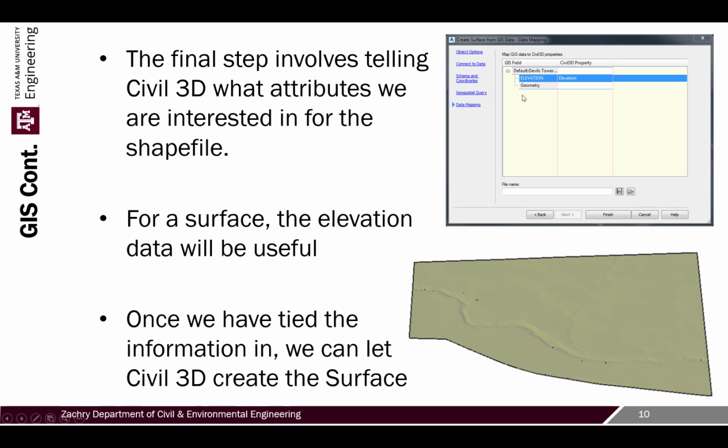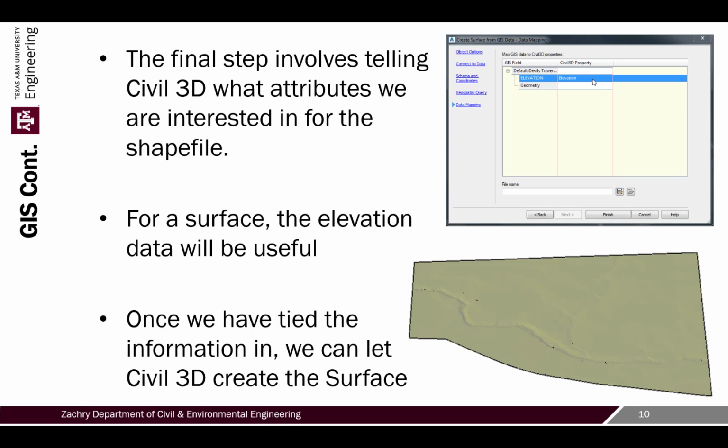And so when this comes up, what it's going to say is, okay, here's our file. What piece of information do we want to use? Well, we want to use the elevation attribute in our file to be the elevation attribute in Civil 3D. And so we have to select that. You have to do that for every single tile that you're bringing in.